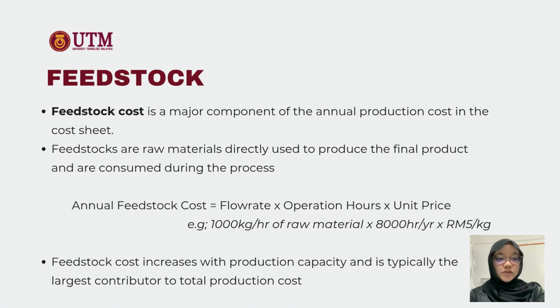Next, feedstock. Feedstocks are raw materials directly used to produce the final product and are consumed during the process. Its cost is a major component of the annual production cost in the cost sheet. So, to calculate annual feedstock cost, flow rate multiplied by operation hours multiplied by unit price. For example, 1000 kg per hour of raw materials multiplied by 8000 hours per year multiplied by 5 ringgit per kg. Feedstock cost increases with production capacity and is typically the largest contributor to total production costs.